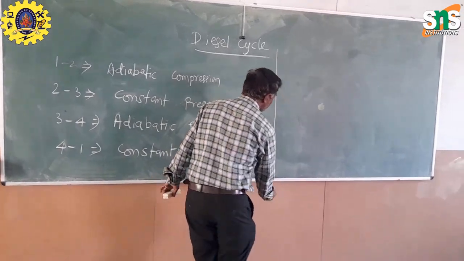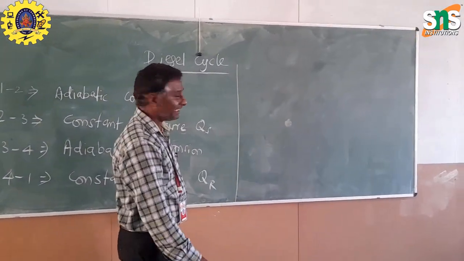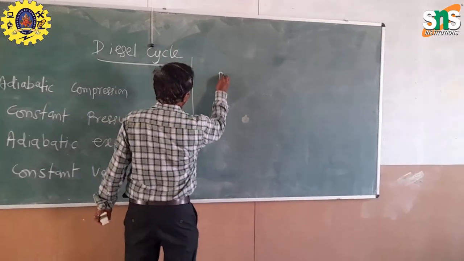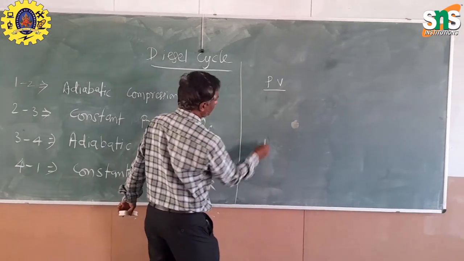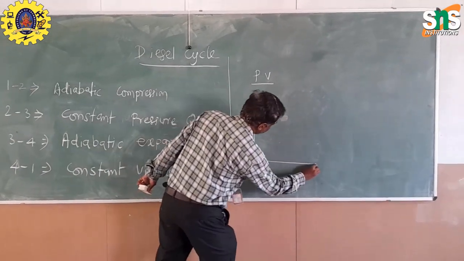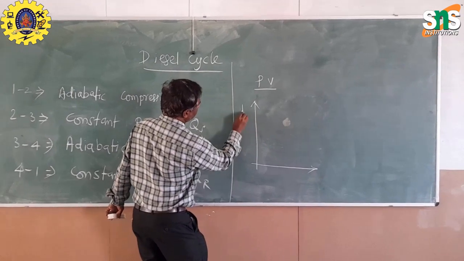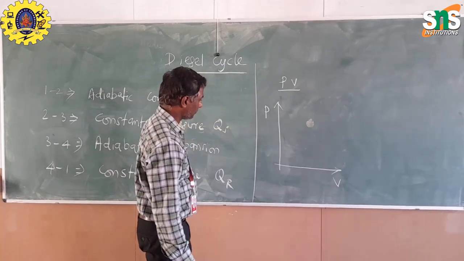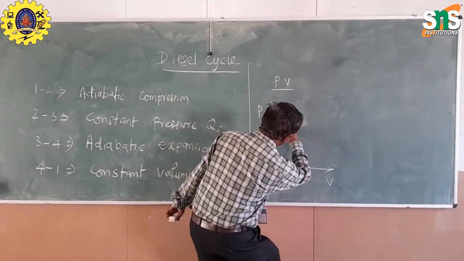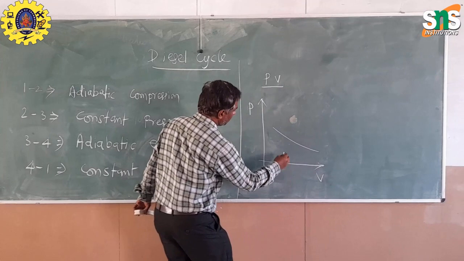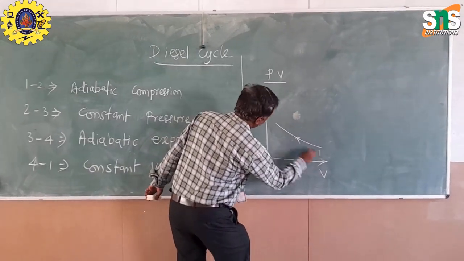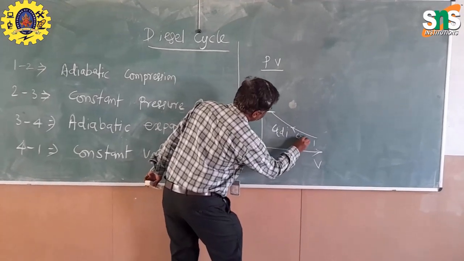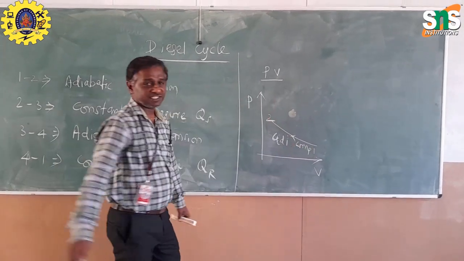Now, we are going to draw the PV and TS diagrams, according to the processes. First, the PV diagram. Let's take pressure on the y-axis and volume on the x-axis. So we start with point 1 to 2. Adiabatic compression process, so the pressure keeps increasing.